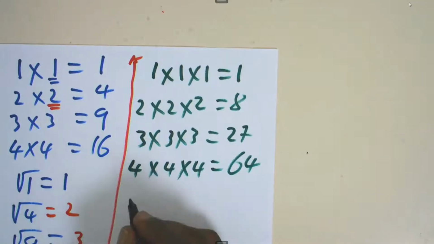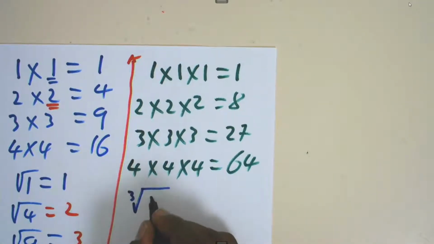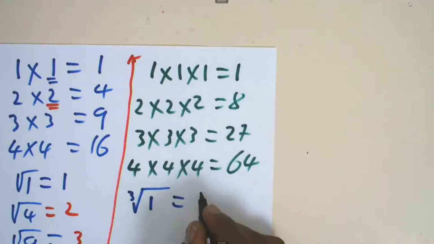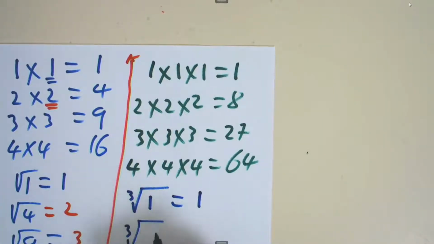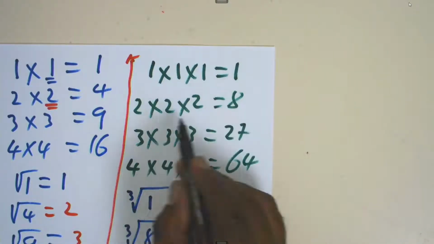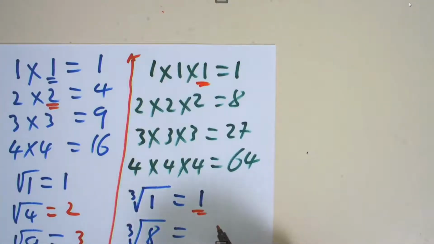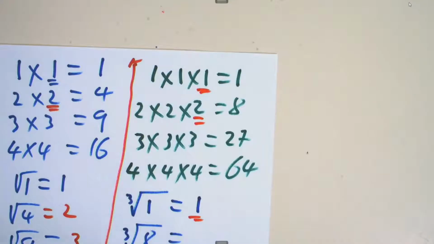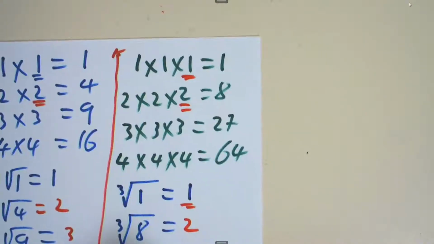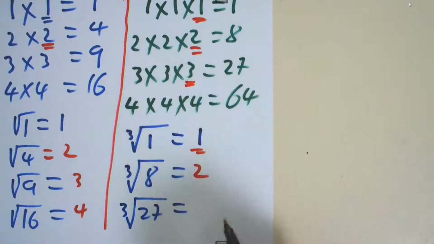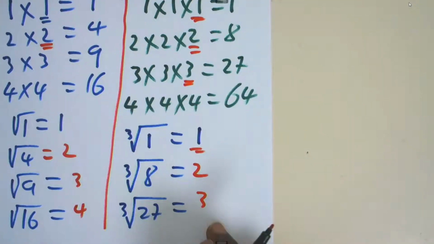So same thing. This is a sign for cube root. What is that foundation number of a 1? It's this one. What is a cube root of 8? What forms that 8? It's your 2. What forms that 27 as a cube number? It's your 3. Therefore, cube root of 27 is 3.